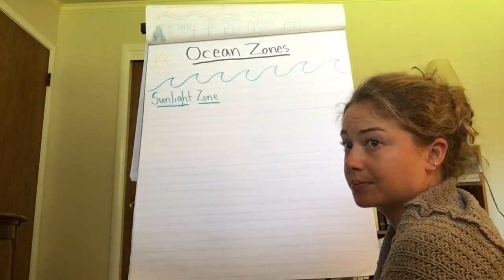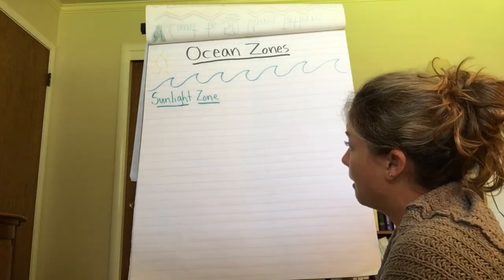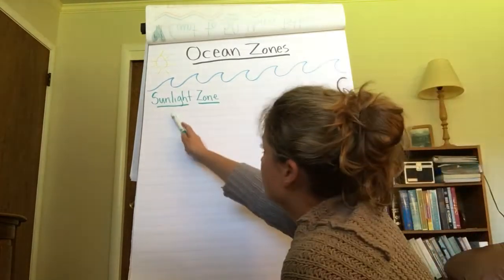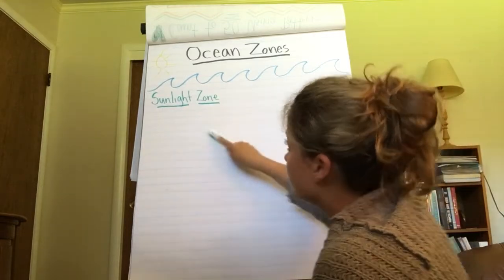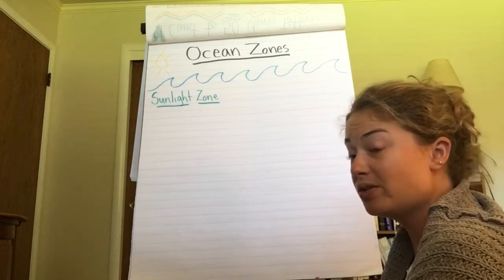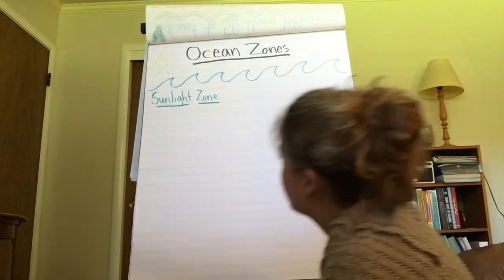What do you think? Look how close it is to the sun. It's the closest to the sun, right? So the sunlight zone has a lot of sunlight, and a lot of animals need sunlight. Also, a lot of plants need sunlight. But before we go there, we're going to draw the second zone.